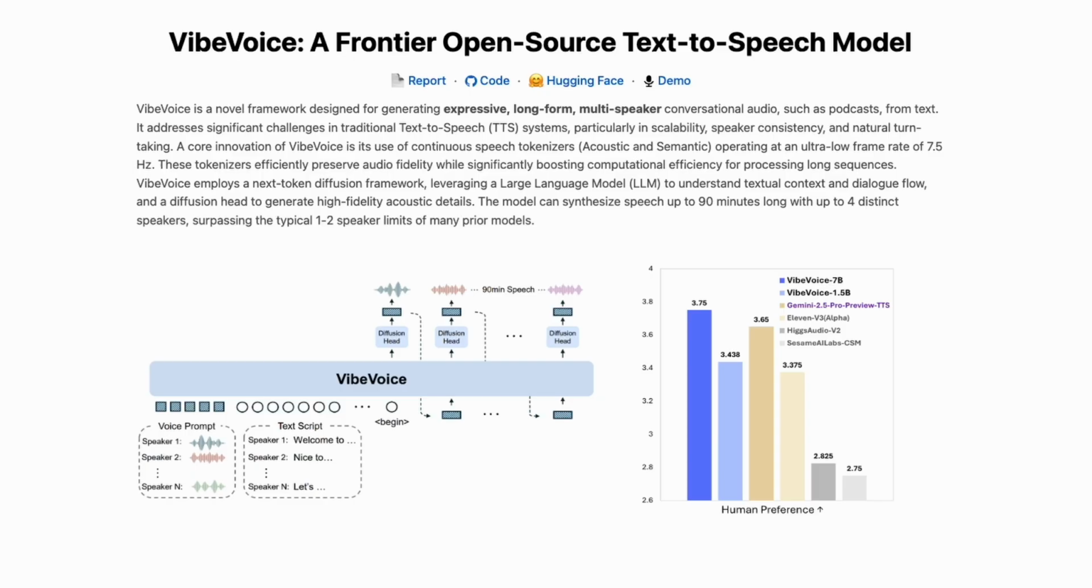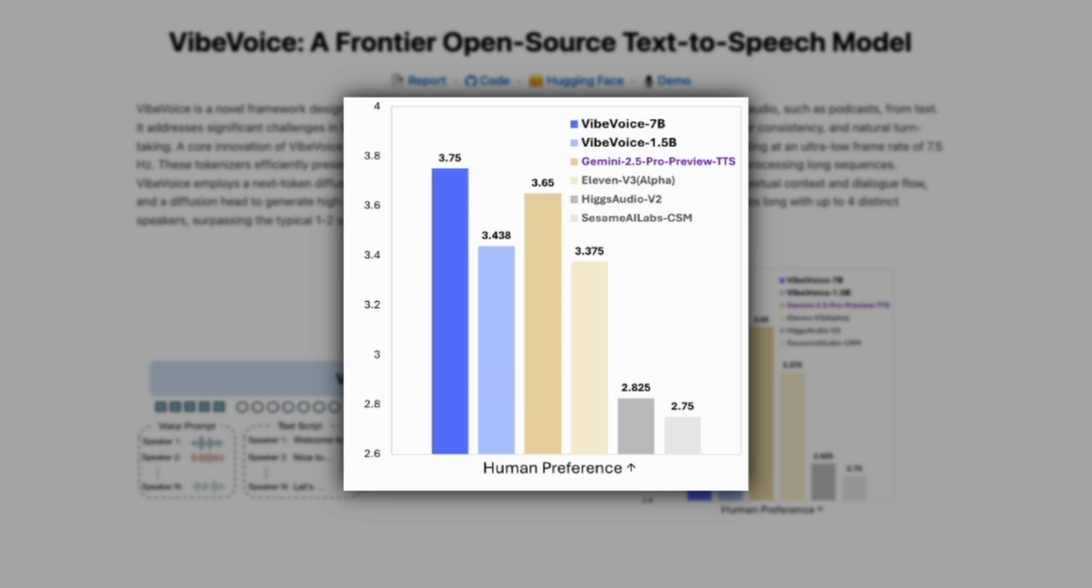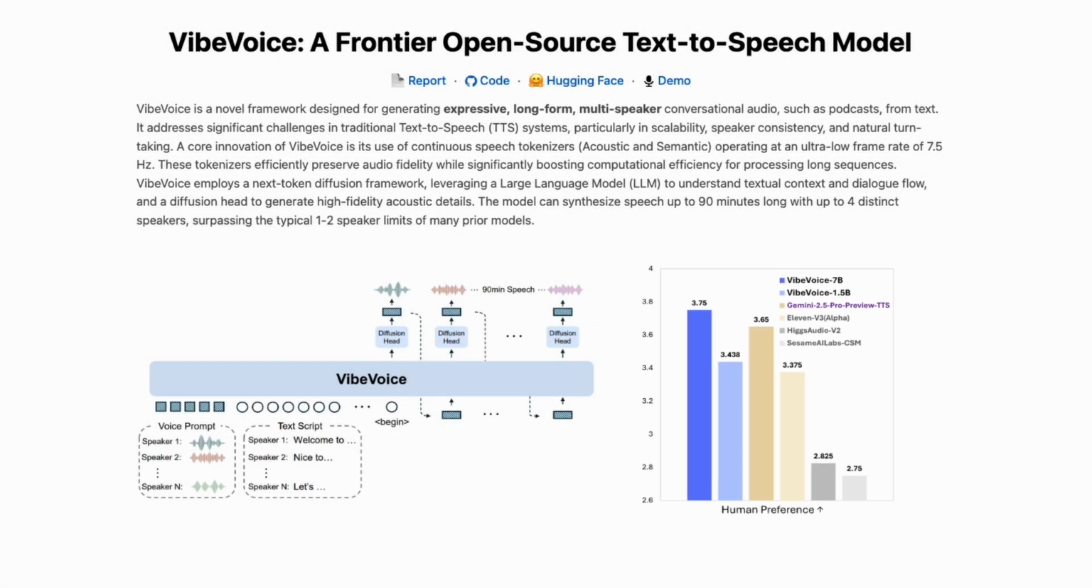In terms of technical benchmarks, ViveVoice stands at the top. In blind preference tests, listeners chose it over popular tools like Gemini 2.5 Pro, ElevenLabs V3, Higgs Audio, and Sesame for its clarity, accuracy, natural flow, and expressiveness. You get to choose between a speedy 1.5B parameter model for longer files and low VRAM PCs, or a higher quality 7B model for the best crystal sound.